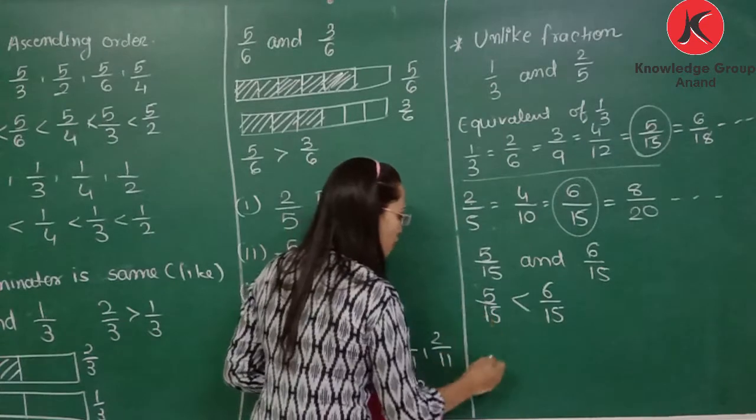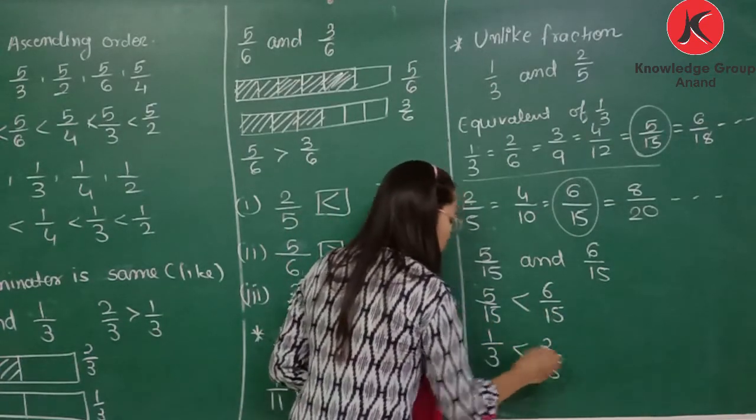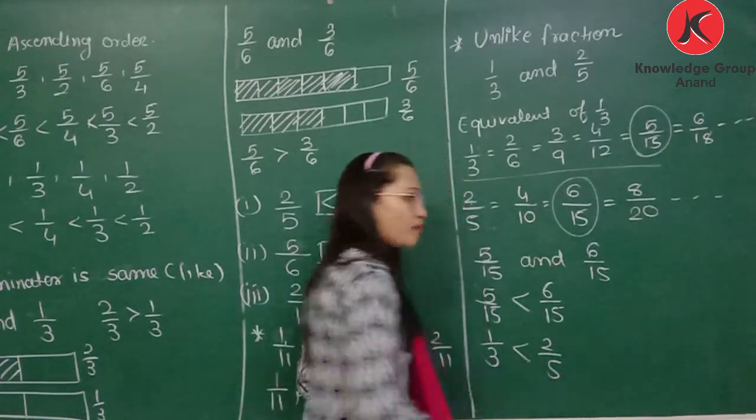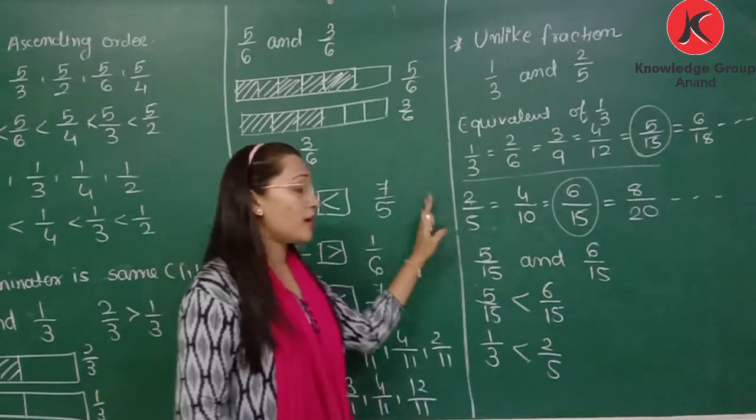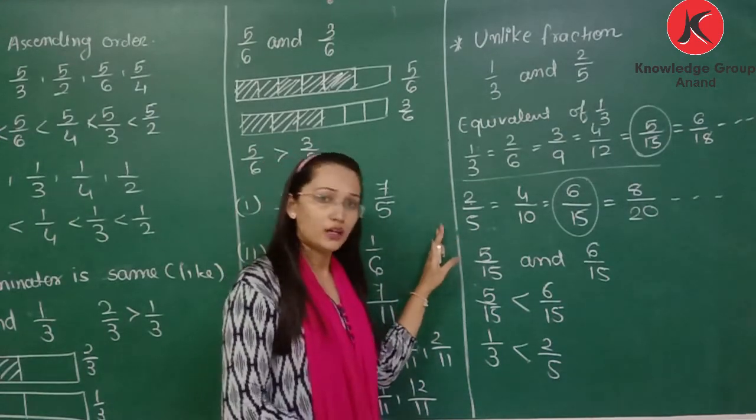But what is 5 by 15? That is 1 by 3. And 6 by 15 is 2 by 5. So 1 by 3 is less than 2 by 5. This way you can compare unlike fractions by finding the equivalent fractions.